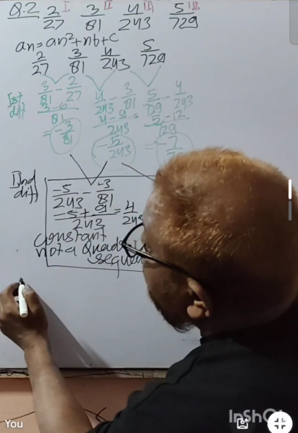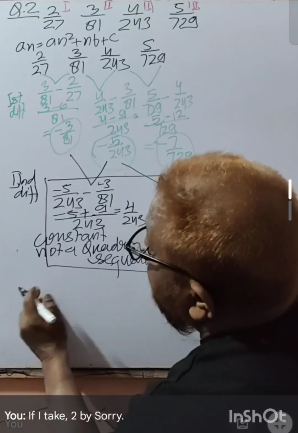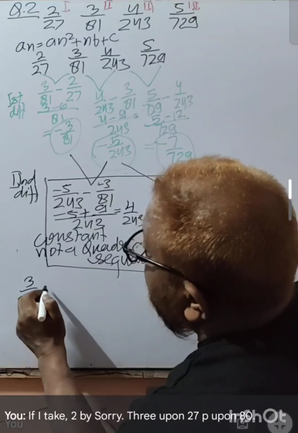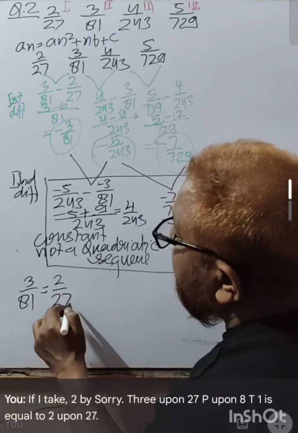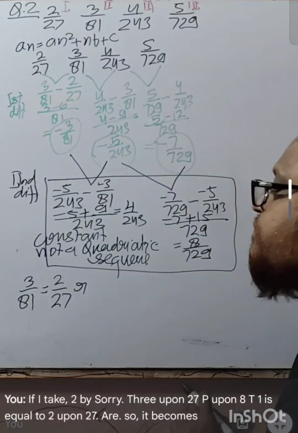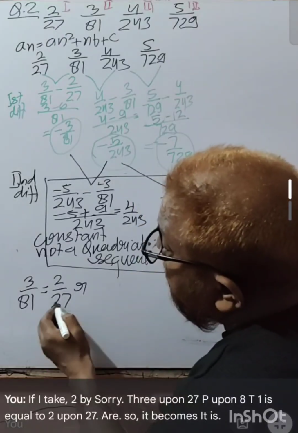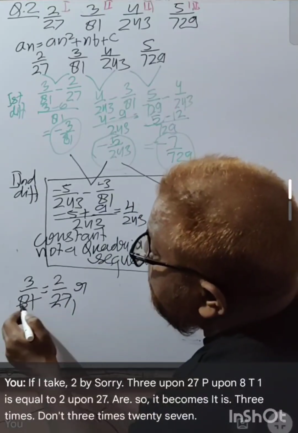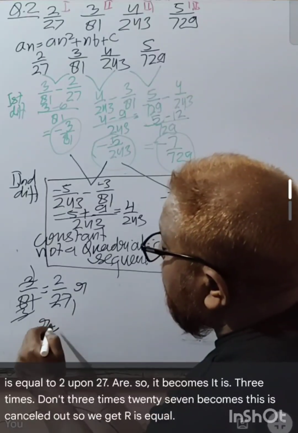If I take 3 upon 81 is equal to 2 upon 27 r. So it becomes 3 times 27, this is cancelled out. So we get r is equal to 1 by 2.